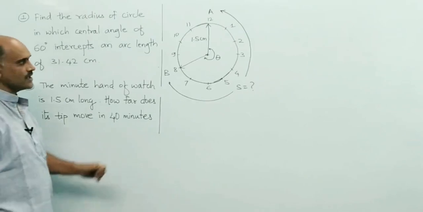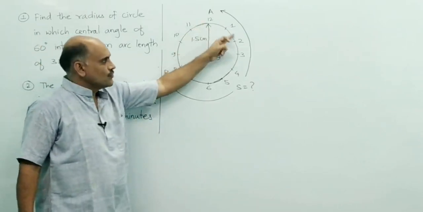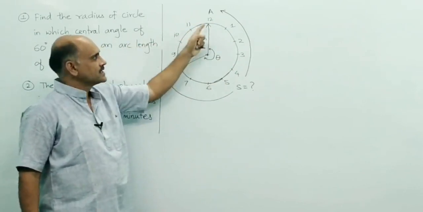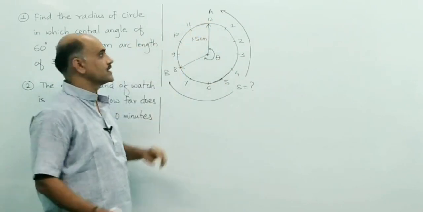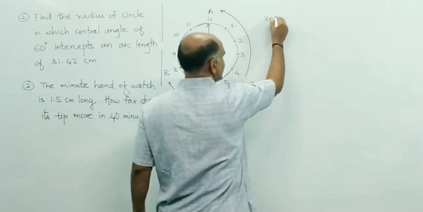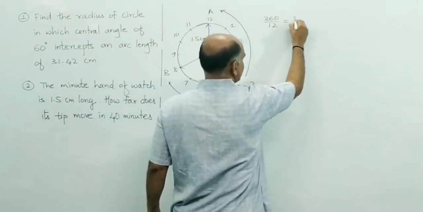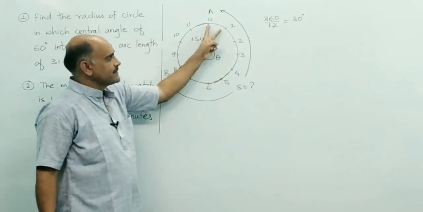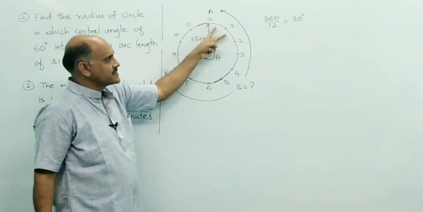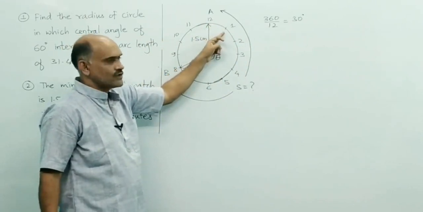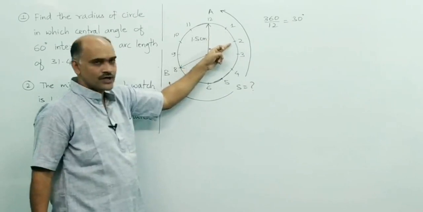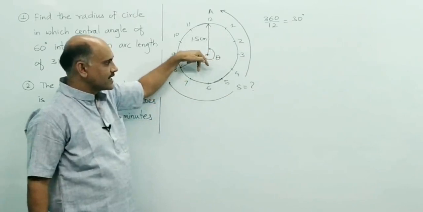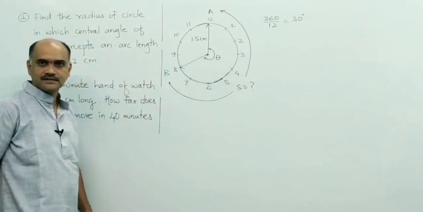Now if you go one round, total angle is 360. 360 is divided into 12 parts. So 360 divided by 12 will be 30 degree. So the angle between two consecutive numbers is 30. Angle from 12 to 1 is 30, from 1 to 2 is 30, from 2 to 3 is 30. So the angle between two consecutive numbers is 30.